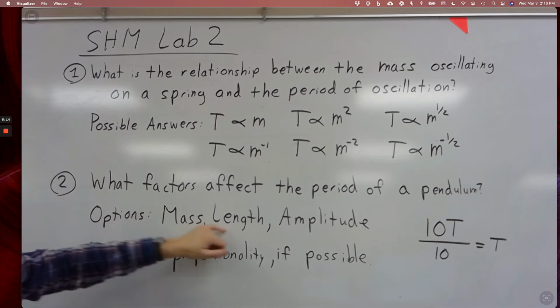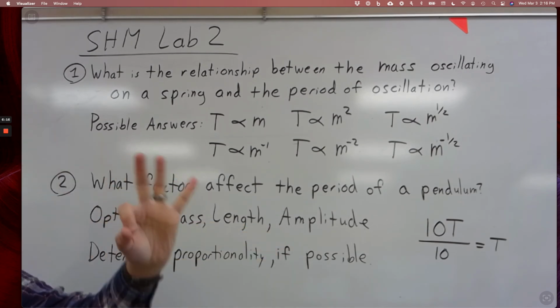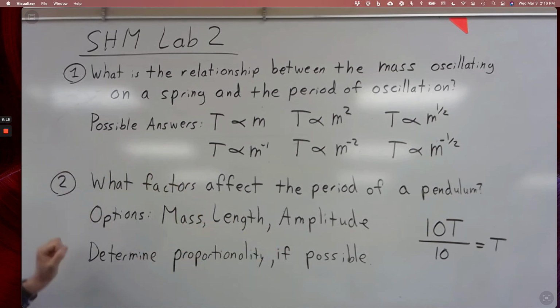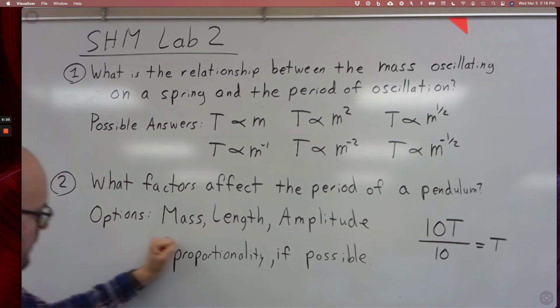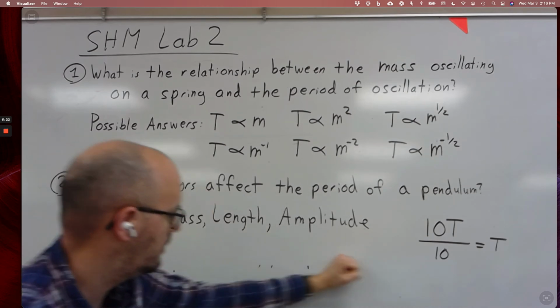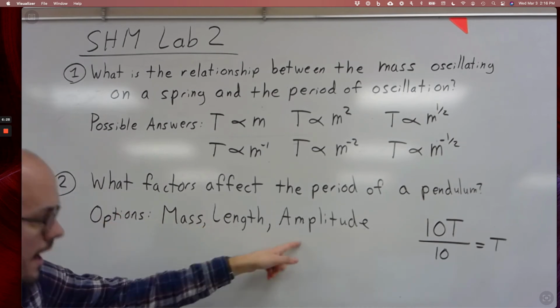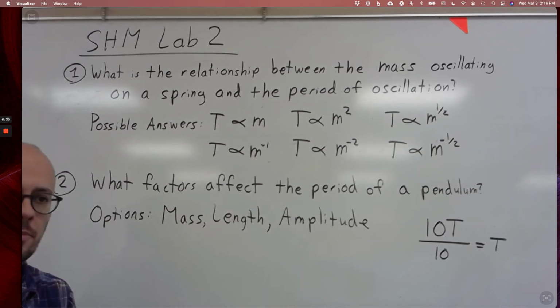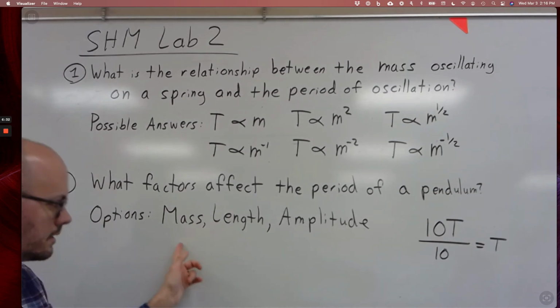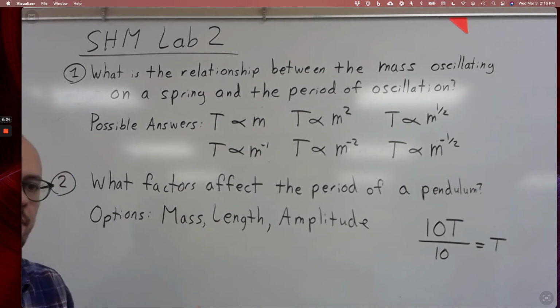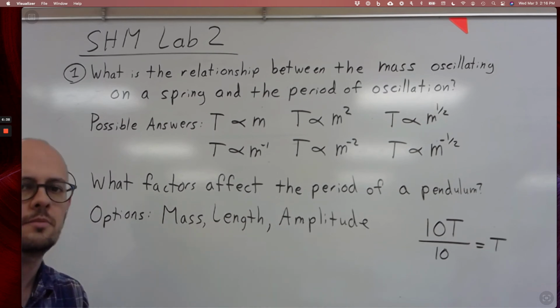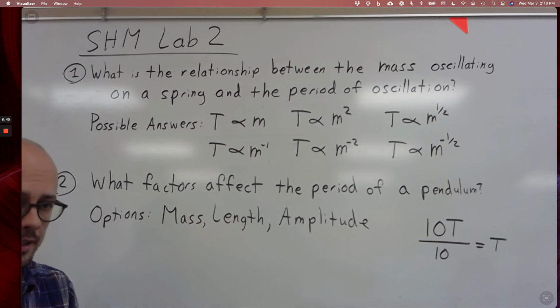And so mass, length, and amplitude, that's essentially 3 miniature experiments. And I really actually, let's get rid of that. Don't determine the proportionality, because I think enough of this lab will be which of these factors influence the period of a pendulum. And the secret is some of these might not. There might be 1 or 2 of these that don't influence the period of a pendulum. And so I want you to find that.